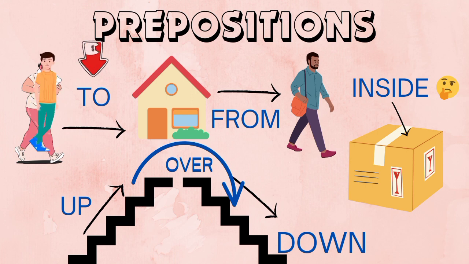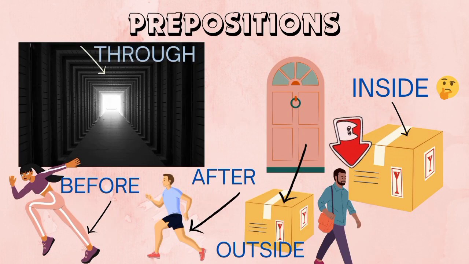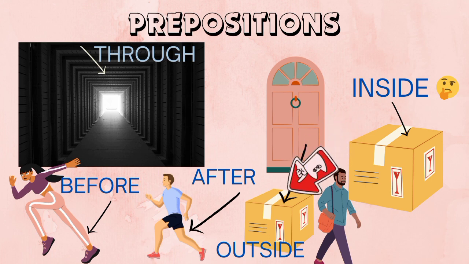To tells us that the person is going to a certain place. From indicates that the person is leaving a place and going to another place. Up, climb up. Over, cross over. Down, climb down. Inside, inside the box. Outside, the box is outside the house or outside the door.